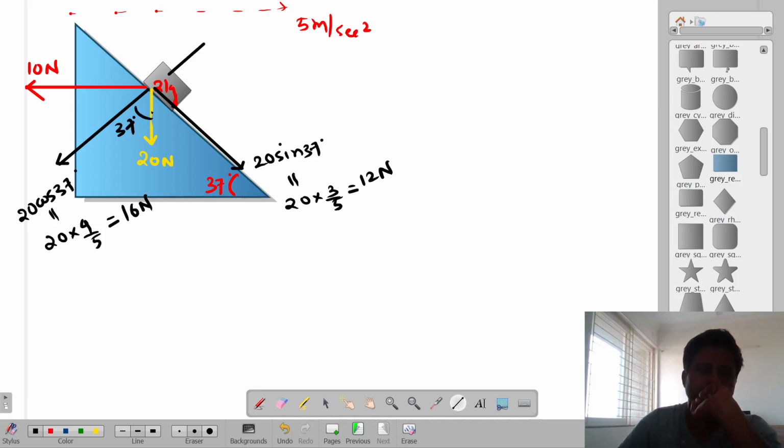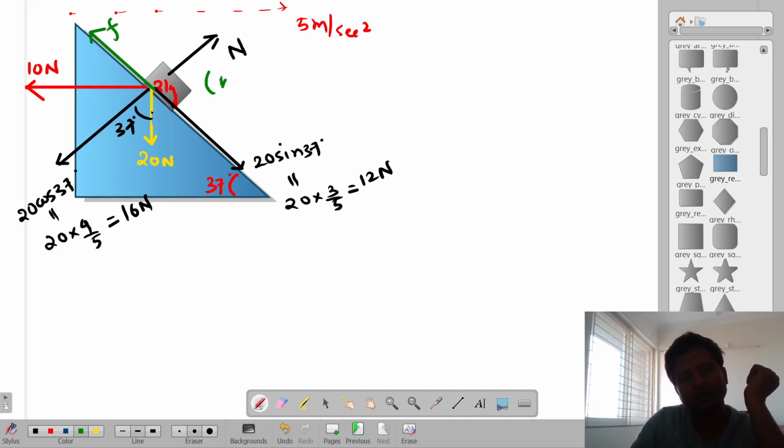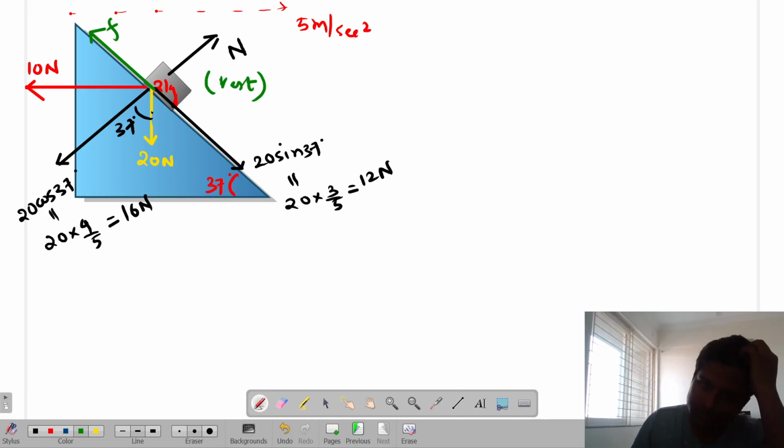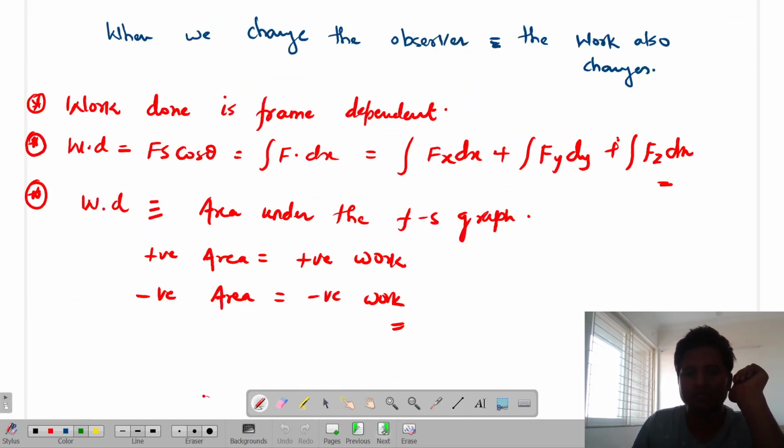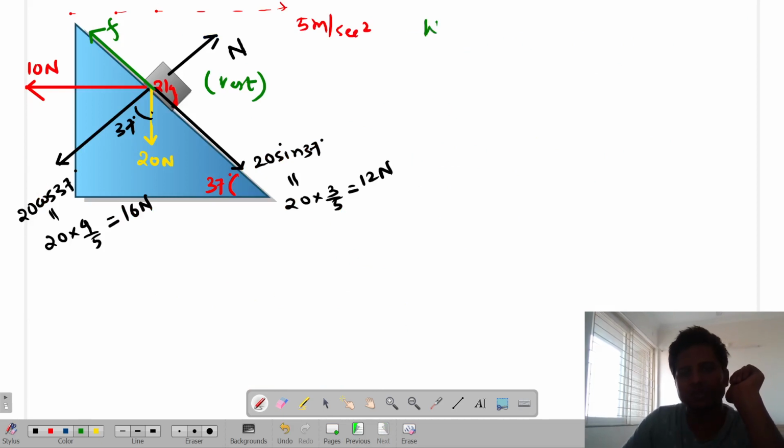Now, this is going to be my normal, and this is going to be my frictional force, which will oppose the body and keep the body at rest. Body is in what condition, rest or motion? Rest.